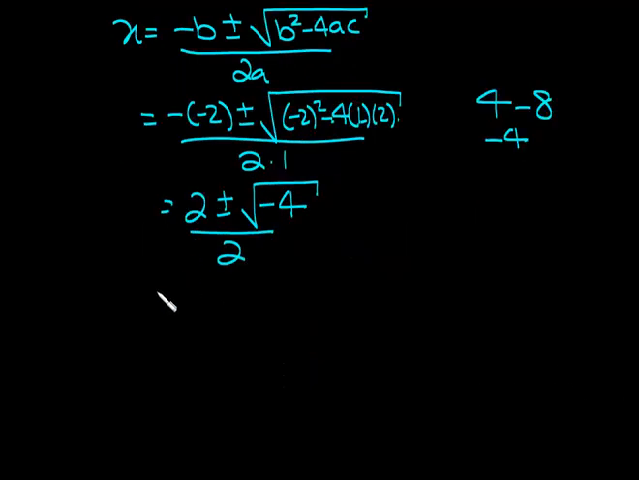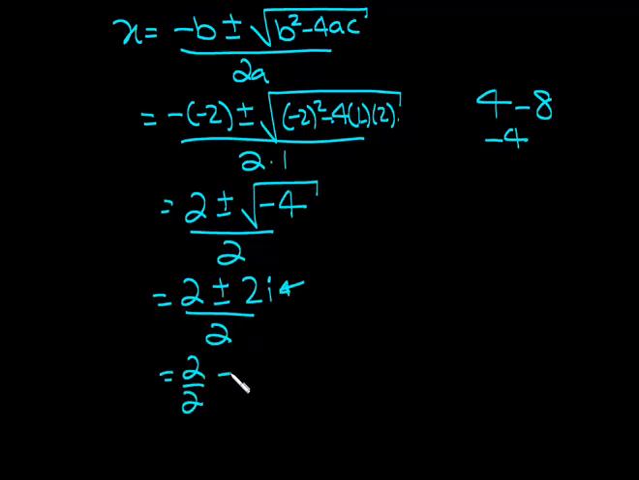I know that square root of negative 4 can be written as what? 2i. We've talked about that enough times. And then anytime you have complex numbers, we want to separate the 2 on the top, so we get 2 over 2 plus or minus 2 over 2i. So you get 1 plus or minus i. So these are my other zeros. I have 2 of them.